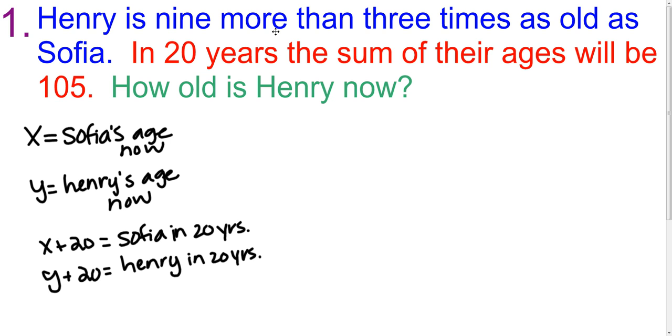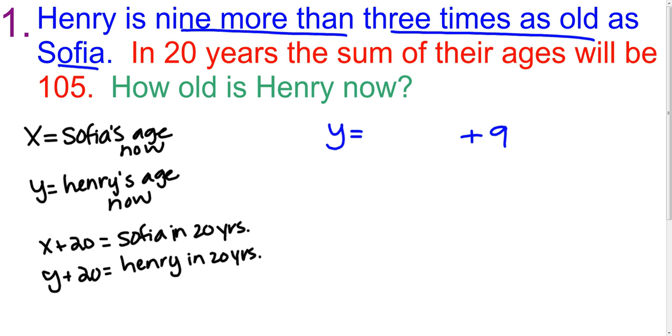All right, so now we need to make some equations, okay? So I'm going to start with the very first sentence that's in blue there. It says Henry right now, so that is Y, equals 9 more than, which means I'm going to add 9 to something, 3 times Sophia. Okay, so that would be 3x.